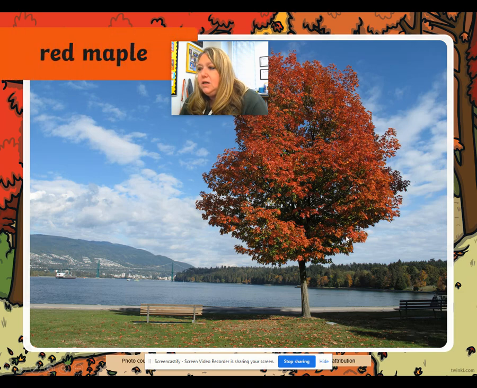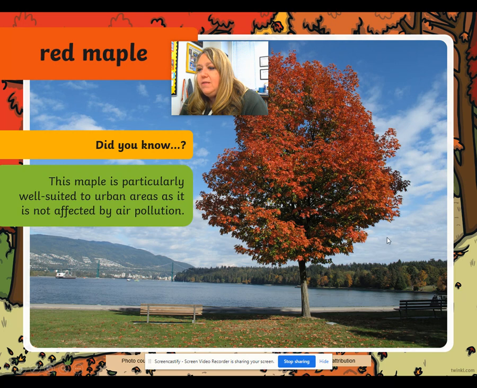Here's a picture of a red maple tree, probably named because it turns so red, right? Did you know that this maple is particularly well suited to urban areas as it's not affected by air pollution? Oh, so it can be in cities, in big city areas because pollution does not affect it. So it's a hardy tree. It's a very persevering tree. This picture, it looks like is taken near San Francisco because I can see the bridge there. And this is an urban area.